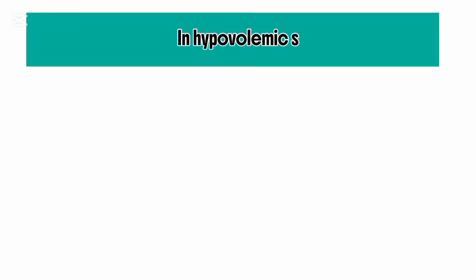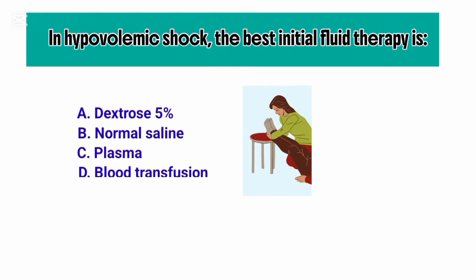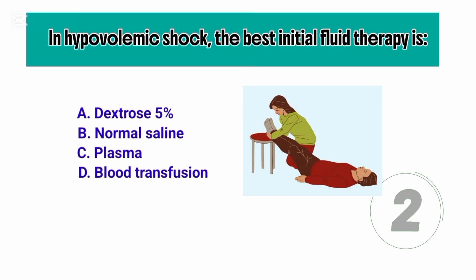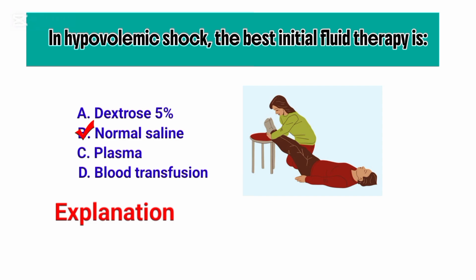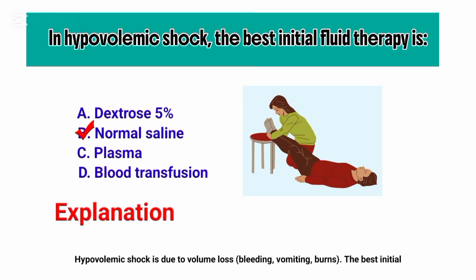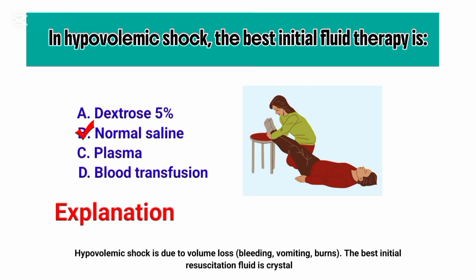In hypovolemic shock, the best initial fluid therapy is. Correct option B. Normal saline. Explanation. Hypovolemic shock is due to volume loss: bleeding, vomiting, burns. The best initial resuscitation fluid is crystalloid, normal saline or Ringer lactate, before giving blood if needed.